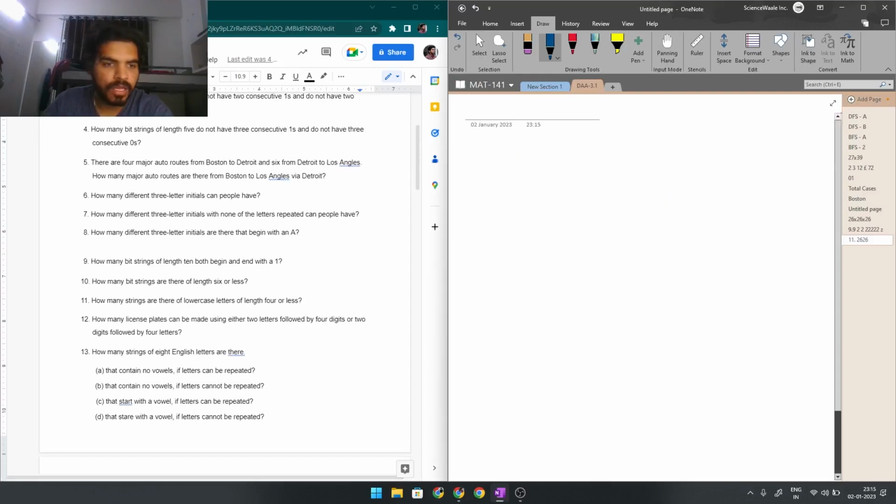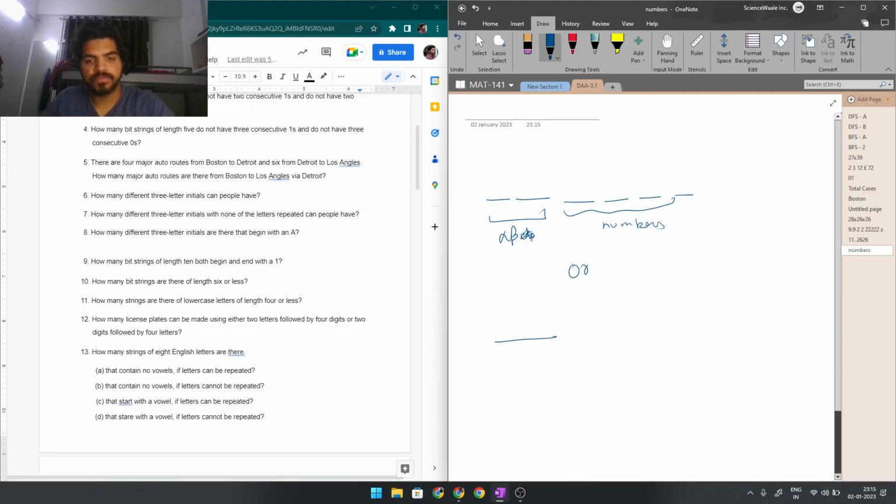Another question. How many license plates can be made using either two letters, alphabets, followed by four numbers, or two numbers and four alphabets.